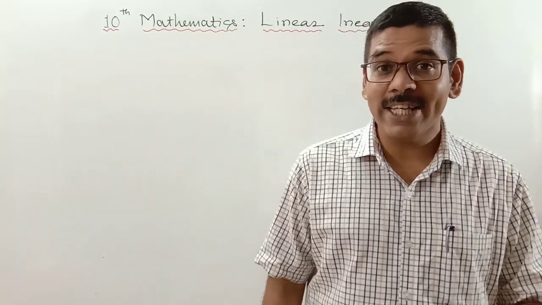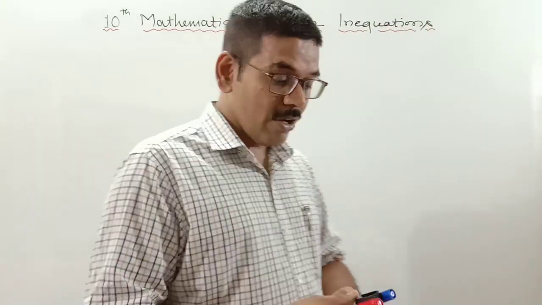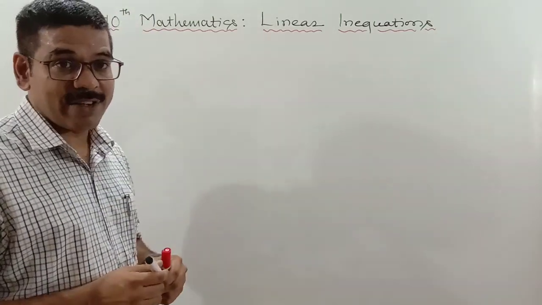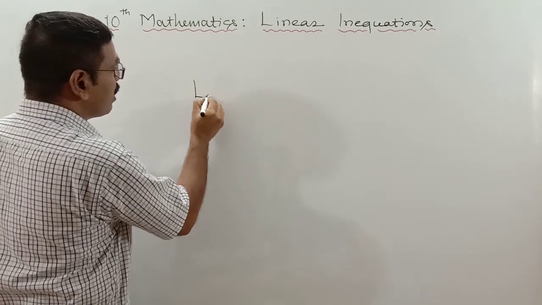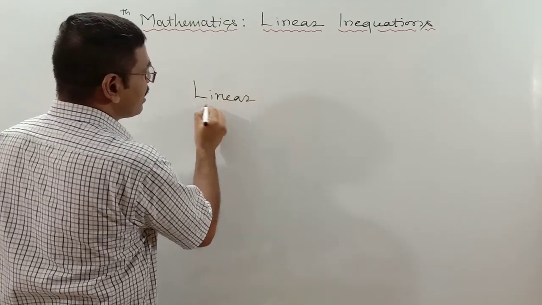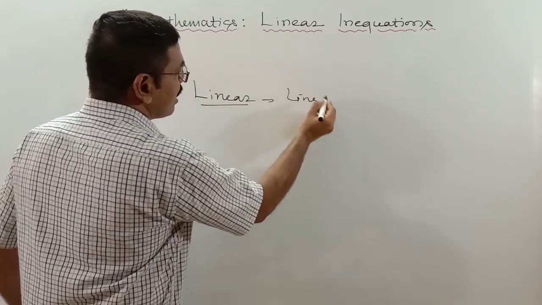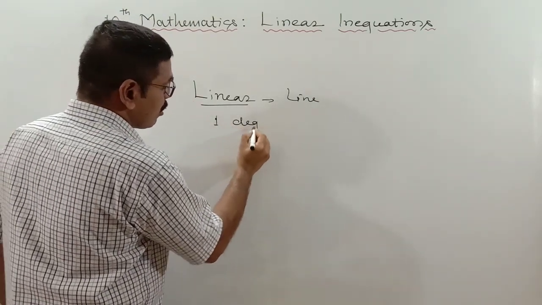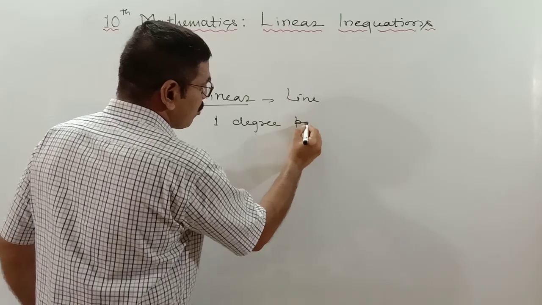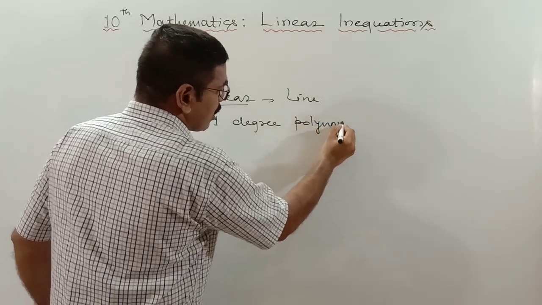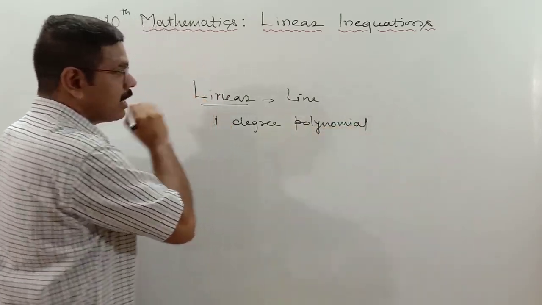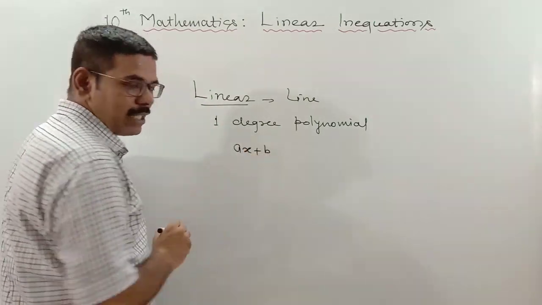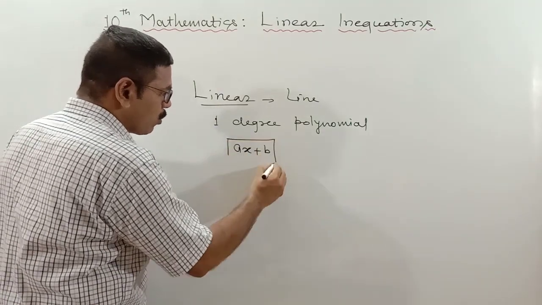चलिए start करते हैं linear inequations. What do you mean by linear? Very first, we need to understand the meaning of linear inequations. The very first word, linear, definitely represents a line, and line in the sense of a 1 degree polynomial is representing linear. A 1 degree polynomial, in the sense ax plus b, is a linear polynomial, you can say.